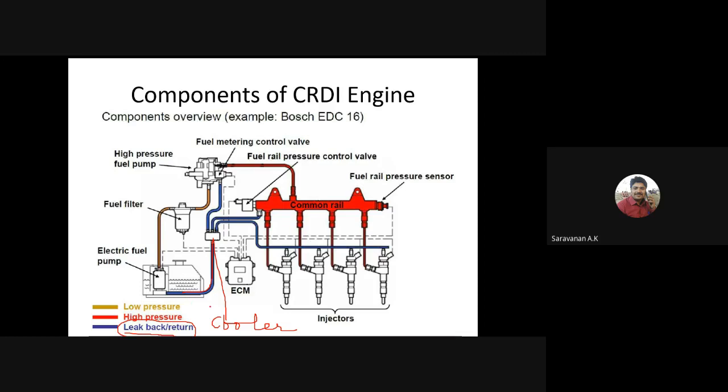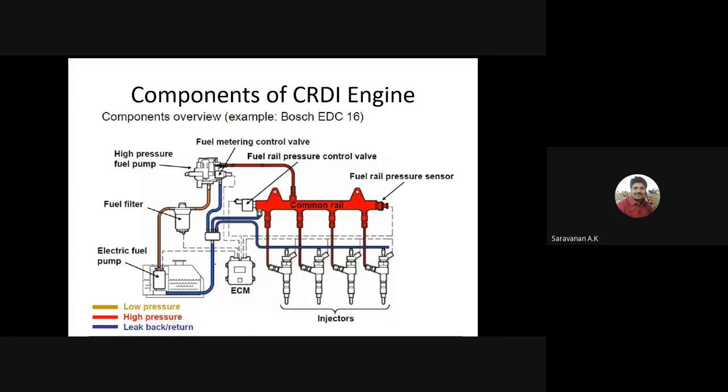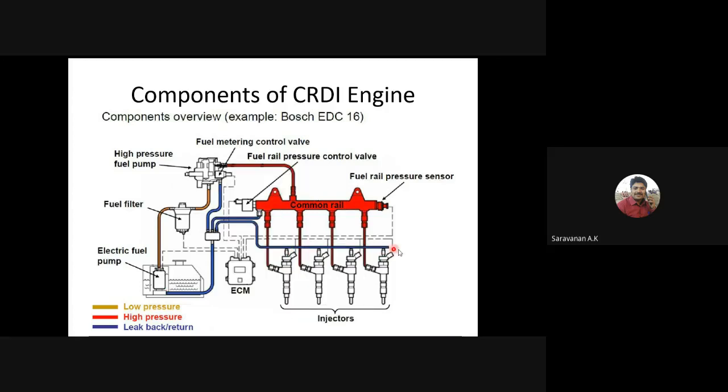Here the blue will be the return flow, the red will be the high pressure line, and this yellow will be the low pressure line. So here you can see what the components are. Now we can see a video about this common rail system.